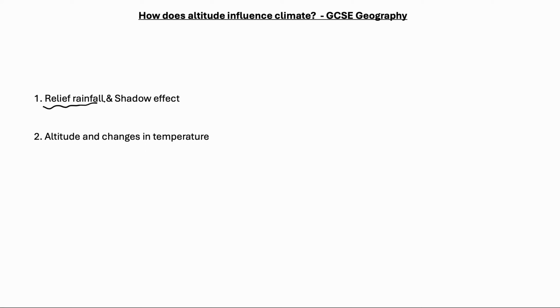Number one is a thing called relief rainfall and the shadow effect. This one is a bit confusing of the two. And the latter, the altitude and changes in temperature, is kind of common sense, it's really easy to understand. Let's take a look at these two things and everything you need to know for your course. So, the relief rainfall and the shadow effect. They're basically the same thing, it's just two names describing it in more detail.